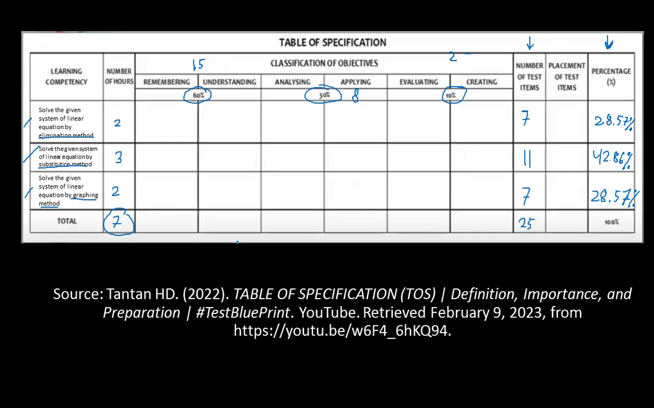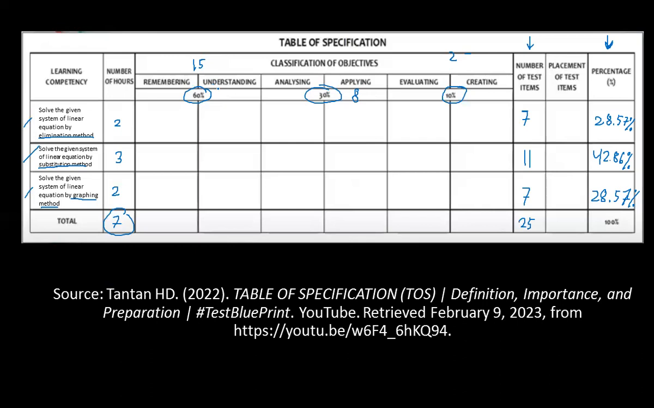So, bottom line guys, basta you can round it off or get just the number before the decimal value. Basta katugma yan sa total number of items mo. So for me, I'm going to use this one as my guide. 15 items para kay remembering and understanding, 8 items para kay analyzing and applying, and 2 items para kay evaluating and creating.